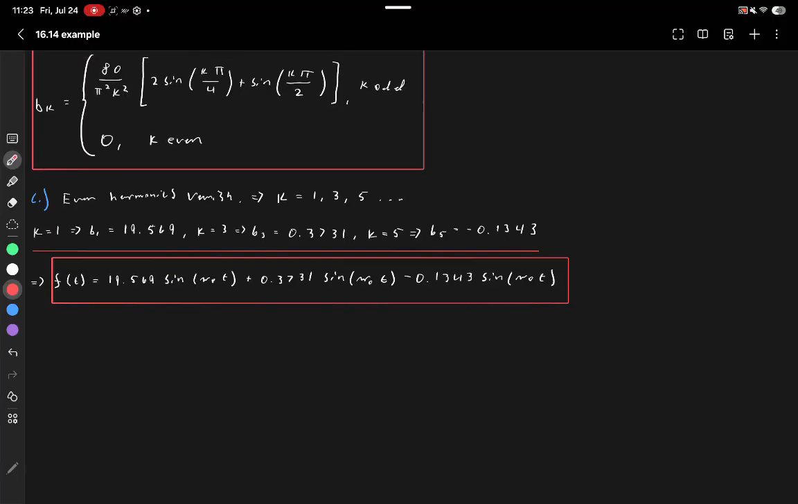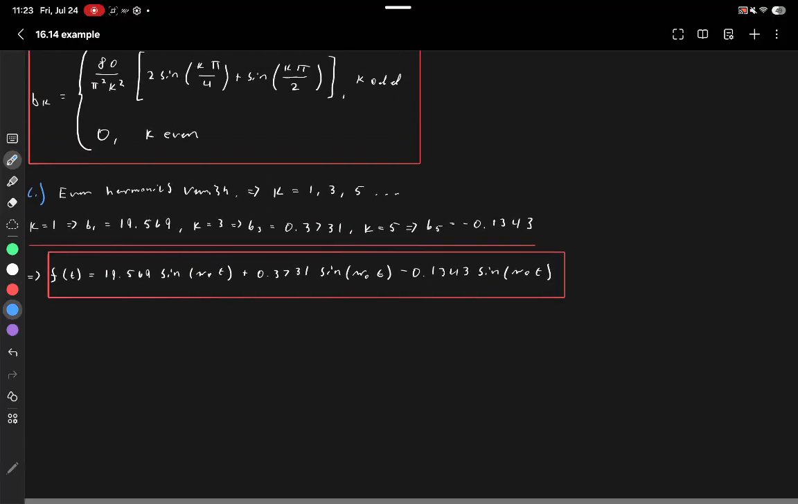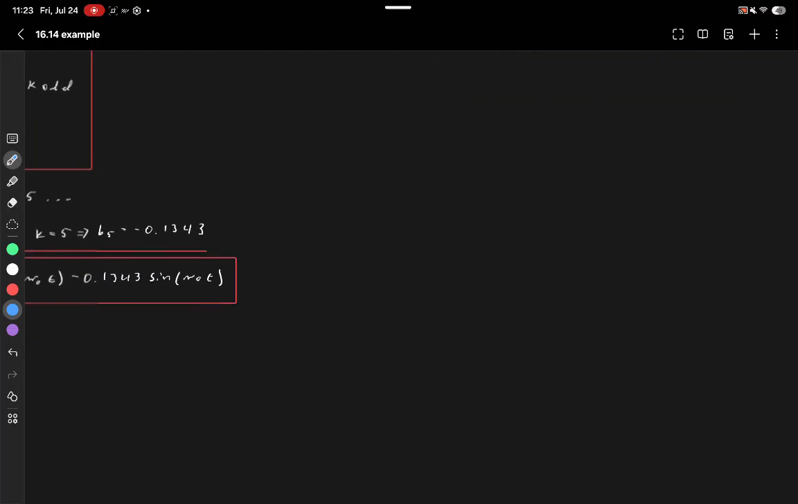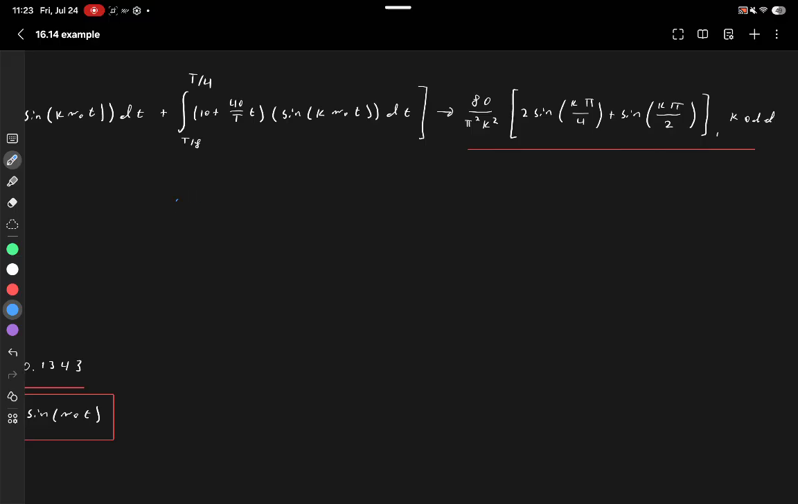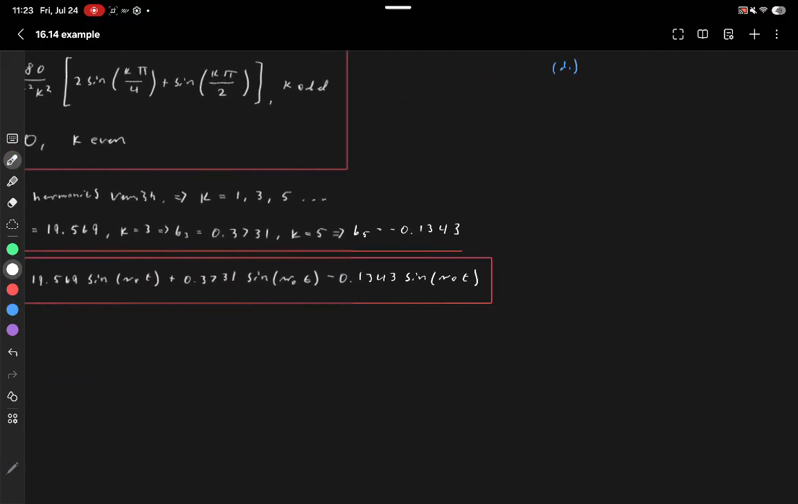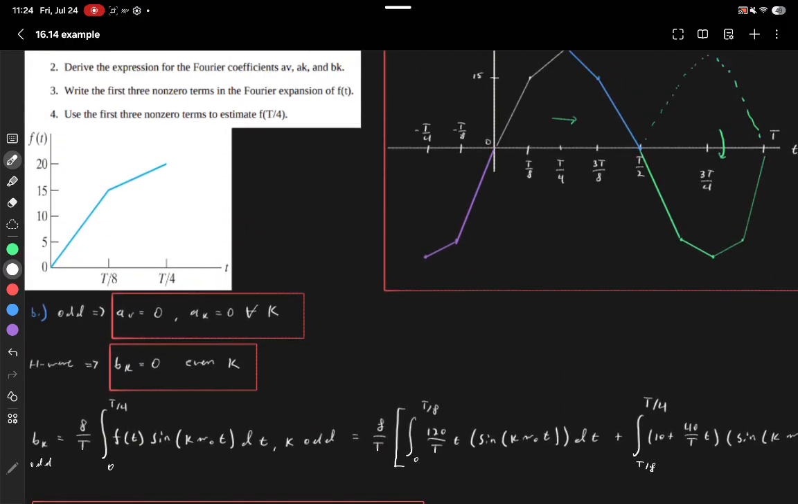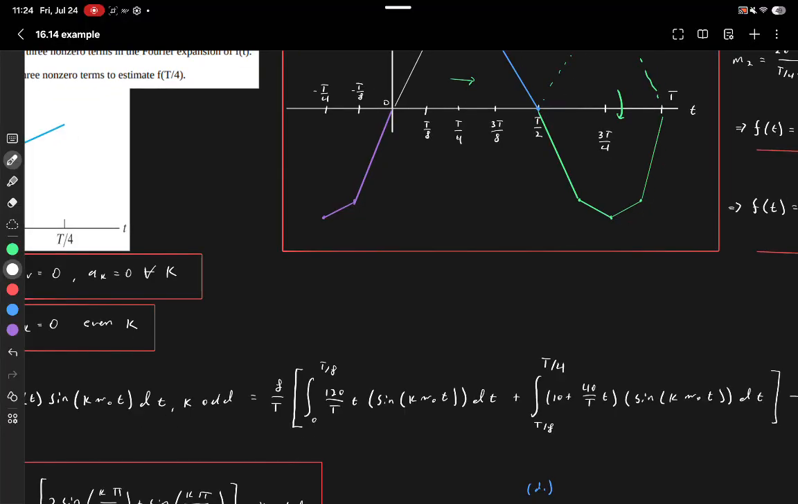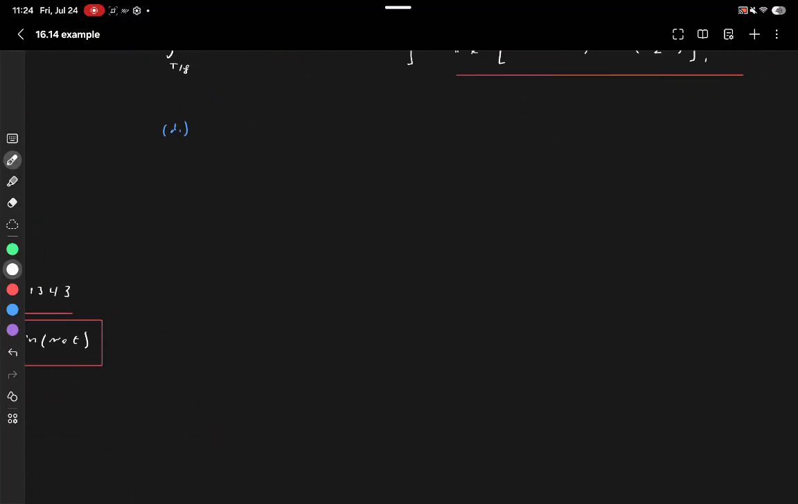Awesome. Okay. Now, for our last part, we're running out of space here. We don't honestly need much more space. But we'll move over here. Part D or part 4, whichever you want to think of it as. Now, use the first 3 terms to estimate our function at T over 4.